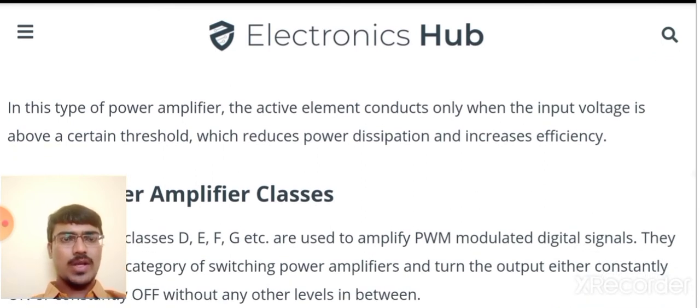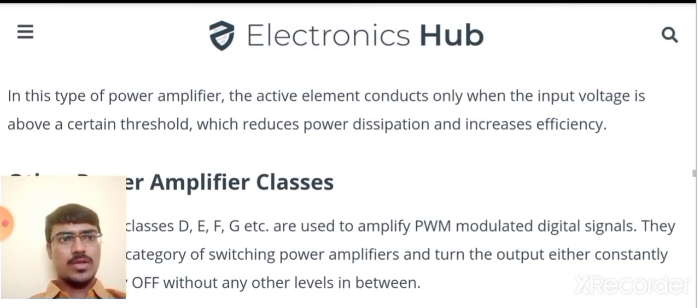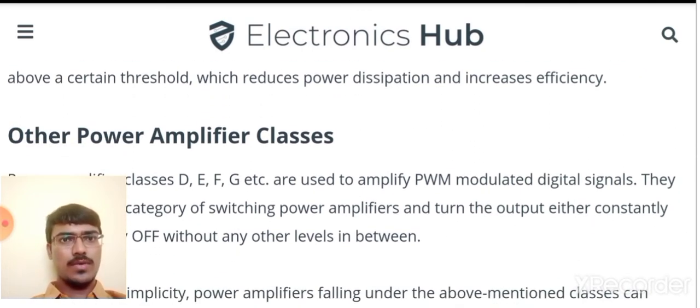In this type of power amplifier, the active element conducts only when the input is above a certain threshold, which reduces the power dissipation and increases the efficiency.